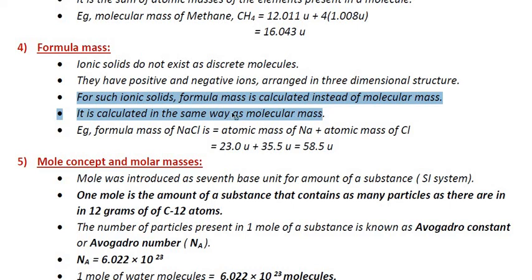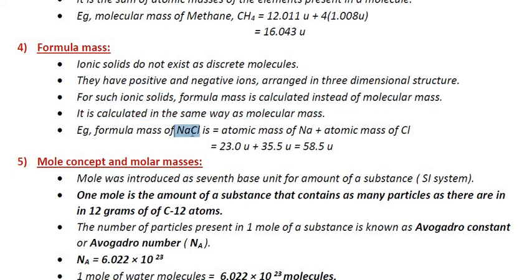Let us take up an example of NaCl. NaCl, you know that it is a salt, sodium chloride, and it is made up of Na plus and Cl minus ions. So how to find out the formula mass of NaCl? It is done in the same way as we would calculate molecular mass. Atomic mass of Na plus atomic mass of chlorine. So it comes out to be 23 plus 35.5, which is equal to 58.5 u.